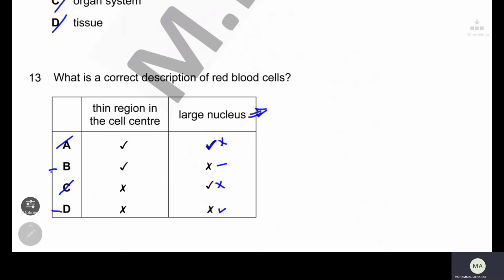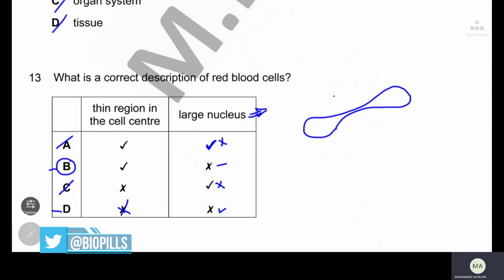Regarding B, it says thin region in the center. Yes, it's present, which is the correct answer. But let's double check by looking at D. Thin region in the cell center, it says no, which is incorrect. Because if we make a small diagram for the RBCs, it's like a dumbbell shape. This is the center and it is a thin region. So B is correct.